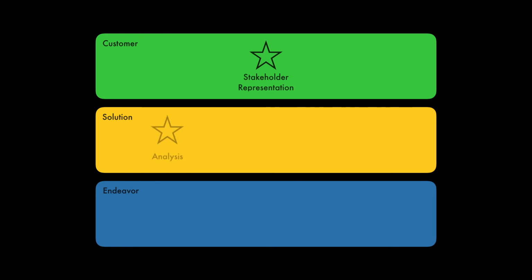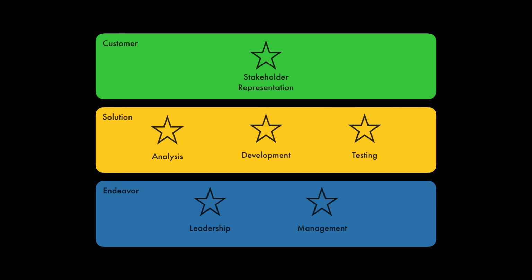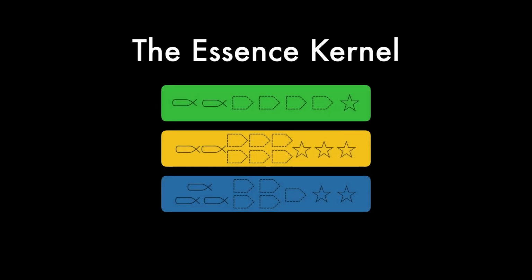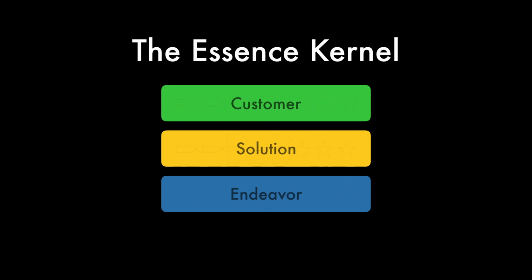Solution area requires analysis, development and testing abilities to be able to analyze the requirements and build an appropriate system based on them. The endeavor area of concern requires leadership and management abilities to manage the work and the team. The Essence kernel of software engineering is formed by alphas, activity spaces and competencies into three areas of concern. The kernel is the common ground of software engineering and the base for defining software engineering practices. Combined with the Essence language, it provides the building blocks to describe methods using Essence and tailor your own most efficient way of working.